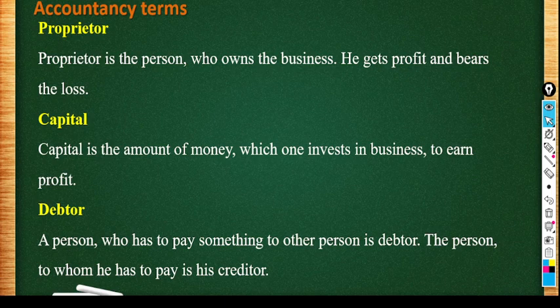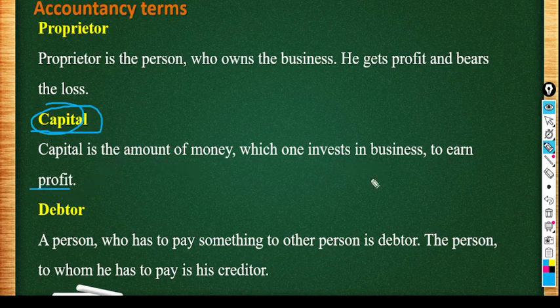Now the next one, capital. What is capital? Capital is the amount of money which one invests in the business in order to earn profit. The person who is investing in the business, that investment amount is called capital. Why is he investing?